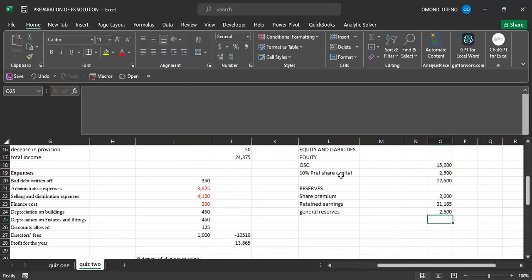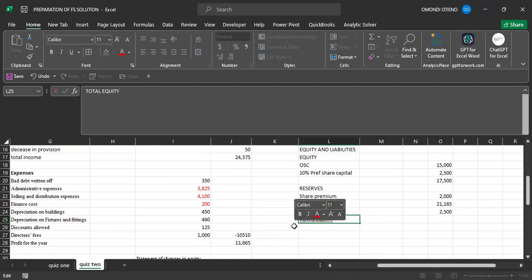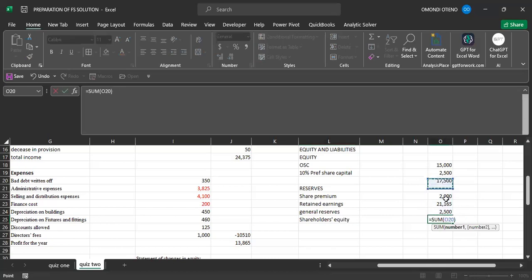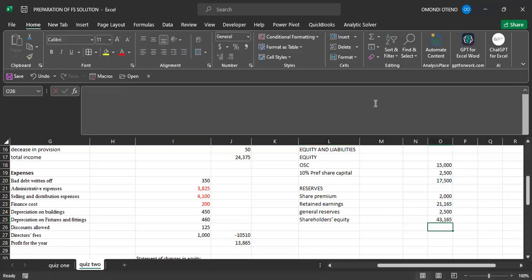Good. So when you bring in capital plus these reserves, you'll be getting what we call total equity or shareholders' equity. Shareholders' equity, you add everything there. Good. Having done that, we now go to liabilities, non-current.